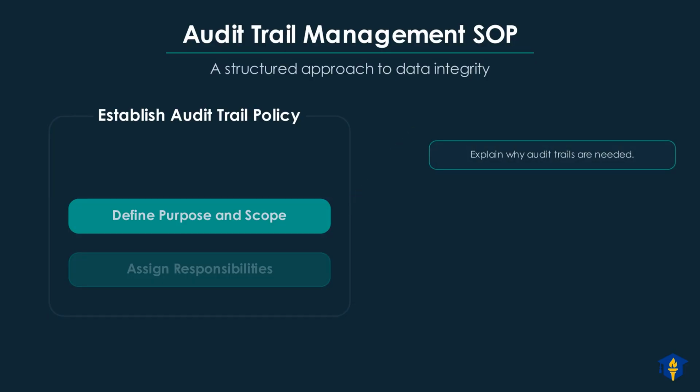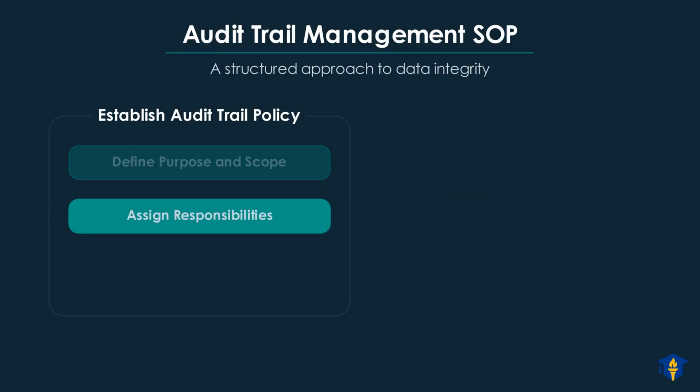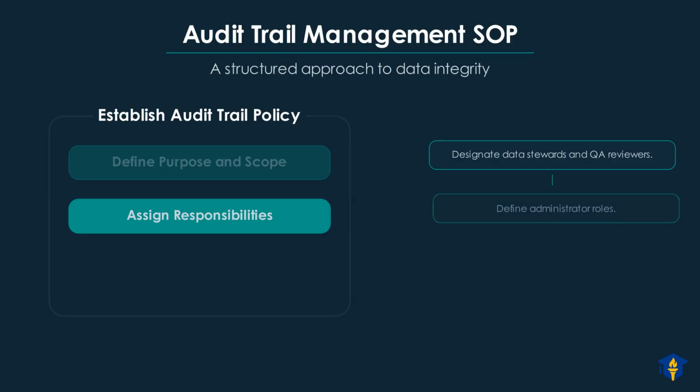This involves explaining why audit trails are necessary for data integrity and accountability. It also identifies the specific systems and records that are covered by the audit trail. Next, a major step is to clearly assign responsibilities for audit trail management. This includes designating data stewards and quality assurance or QA reviewers. It also requires defining the specific roles and duties of system administrators.